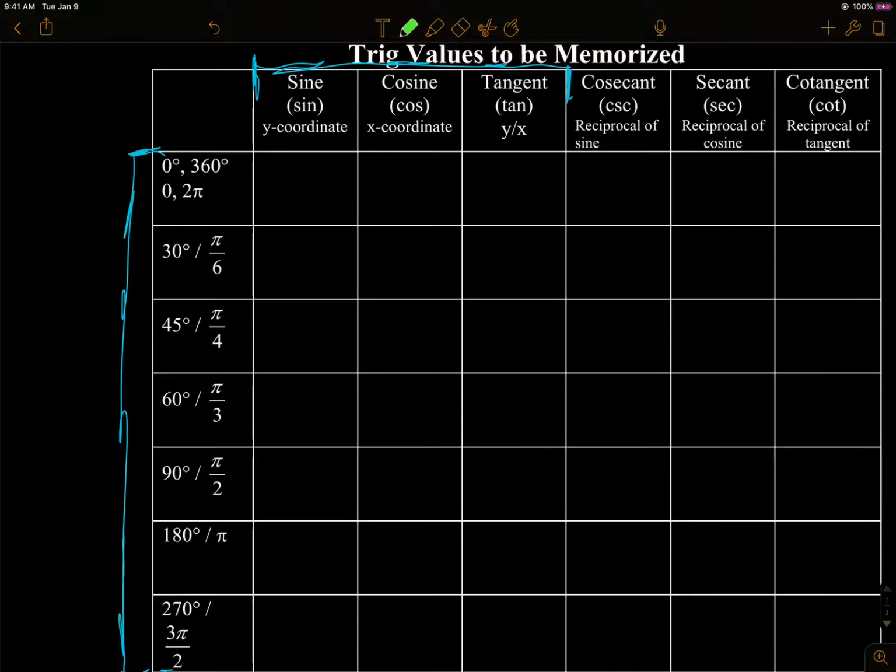So the sine value for 0 degrees is 0. Or if we did one full rotation at 360, and in radians that would be 0 and 2 pi, that's the 0 point on the unit circle. So the sine value, which is the y coordinate, is 0. The cosine value is 1. Tangent is sine divided by cosine, so that value is also 0. So I'm going to erase that part.